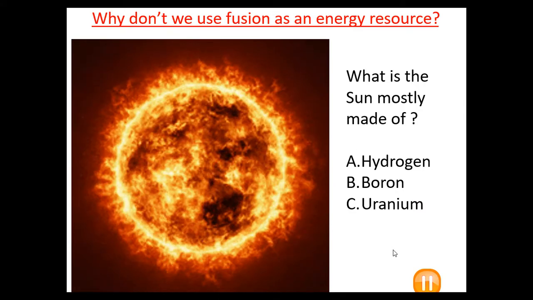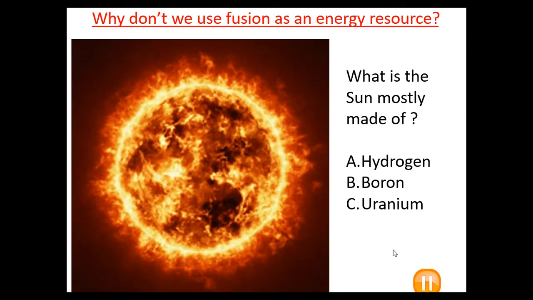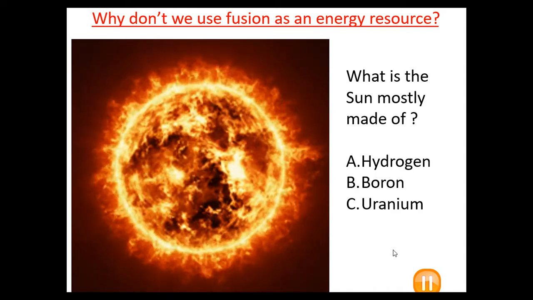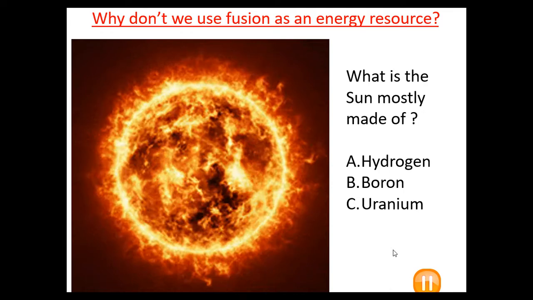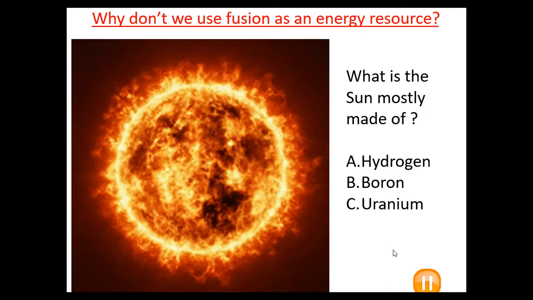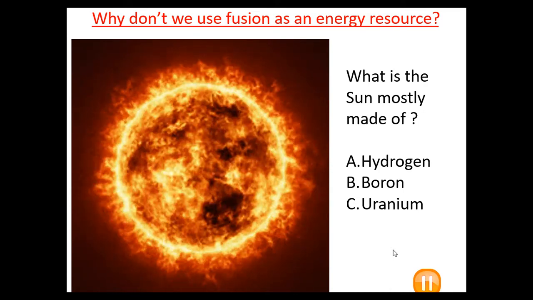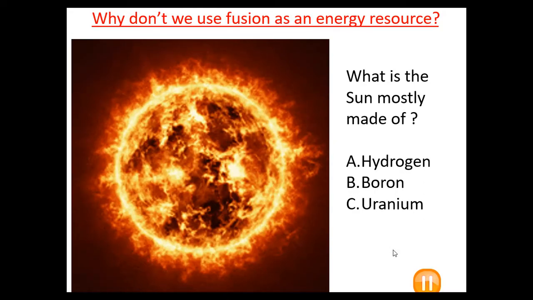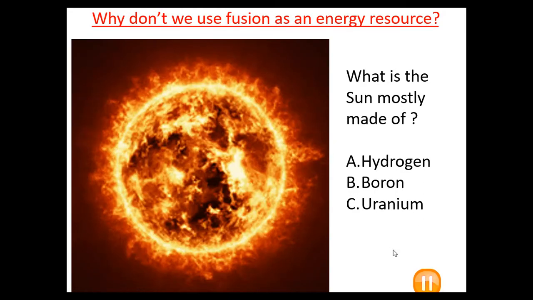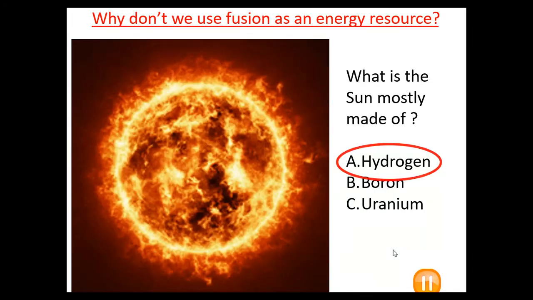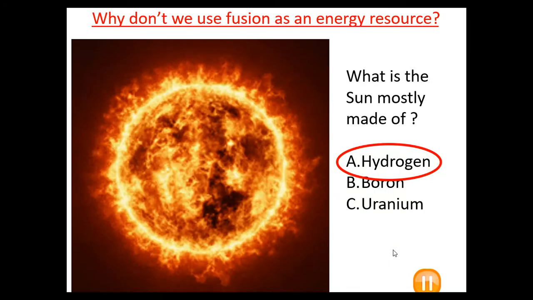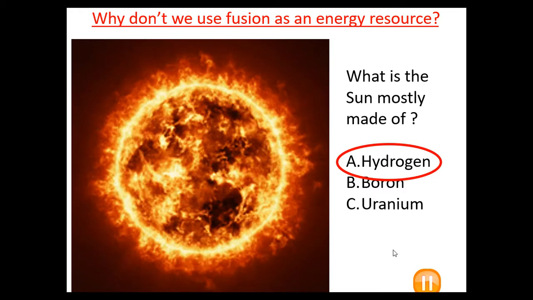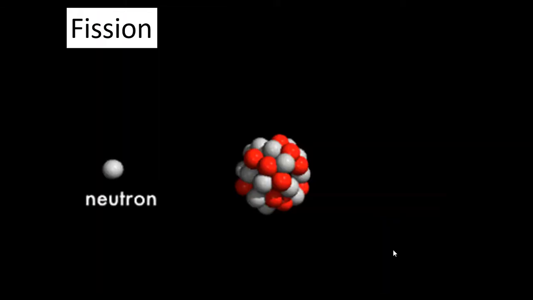So, we are talking about fusion today. The driving question is, why don't we use fusion as an energy resource? And your starter question is, what's the sun made of? So, the sun, as we'll talk about later, is mostly made of hydrogen. And we're going to be talking about what that hydrogen does in the sun to make light and thermal energy.